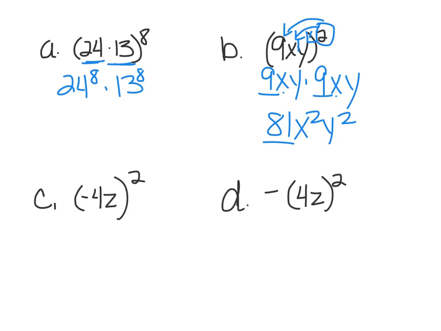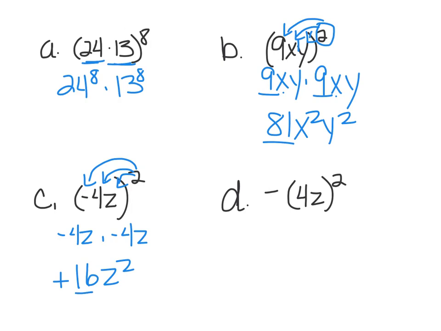Example C, negative 4z quantity squared means negative 4z times negative 4z. Negative times negative is going to yield a positive 16z squared. We can still use the same property that we used on B. This square goes to every entity in this set of parentheses. That means that when you square a negative, you get a positive product. When you square 4, you get 16, and you square z to the 1, you get z squared.